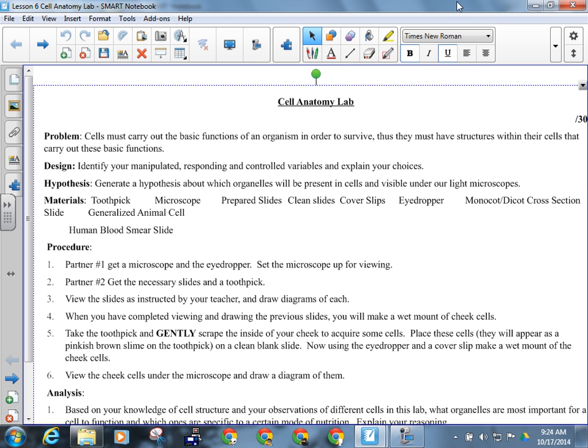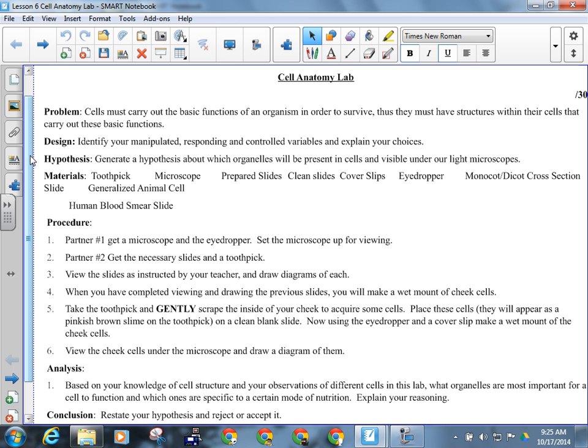These are the kind of ideas you're going to want to work into your hypothesis. In fact, your hypothesis should probably mention something about the second point of the cell theory for this lab. The then part should probably talk about what things you think the cells are going to have as a result of that need to carry out those functions. So the problem we're investigating is that cells have to carry out the basic functions of an organism, second point of the cell theory, in order to survive. Thus, they must have structures within their cells that carry out those basic functions. That's what we're looking for.